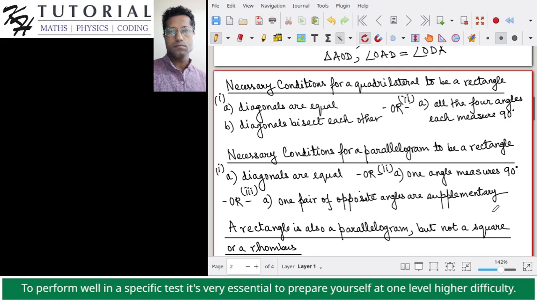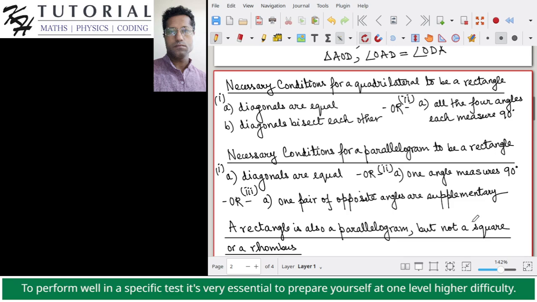If one pair of opposite angles are supplementary, this will also mean that all the angles are 90°. Because the pair of opposite angles are equal and if their sum is 180°, it will imply that each opposite angle is 90°. And if one pair of opposite angles is found to be 90°, definitely the other pair of opposite angles has to be each 90°.